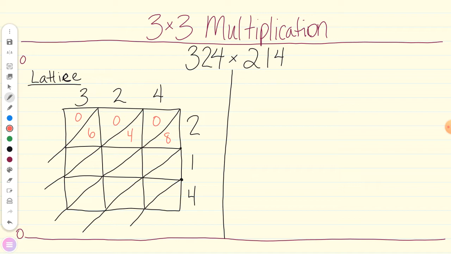It doesn't matter. Just pick one. 4 times 1. Okay, so he went back over here. That's fine. What's 4 times 1? 4. Zach, what do you want to do next? 4 times 4. Okay, you want to go down. 4 times 4 is? 16.